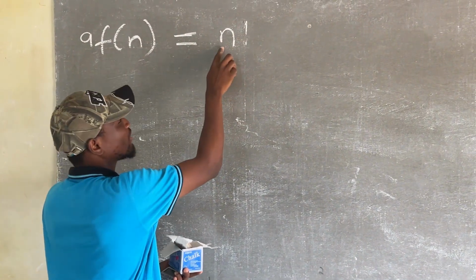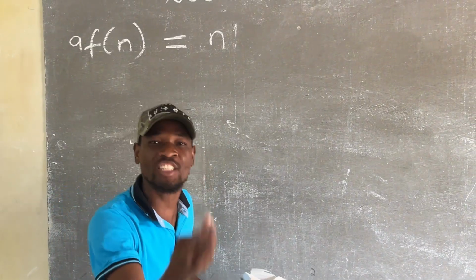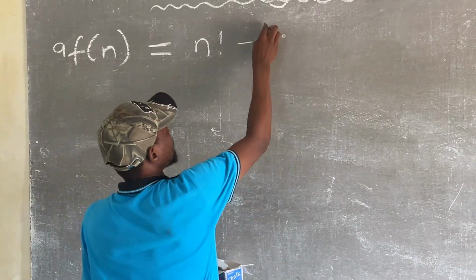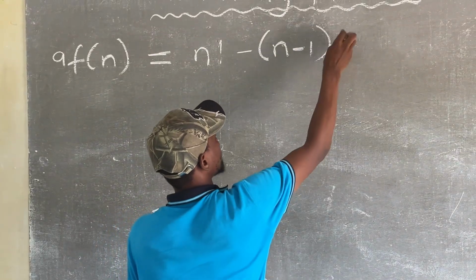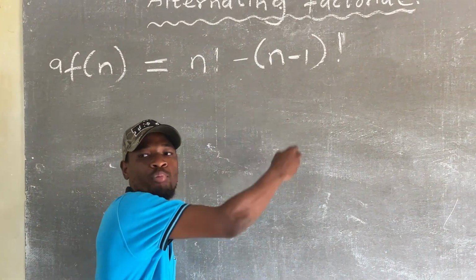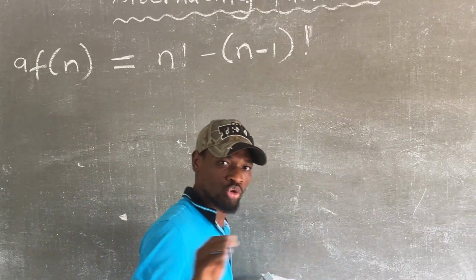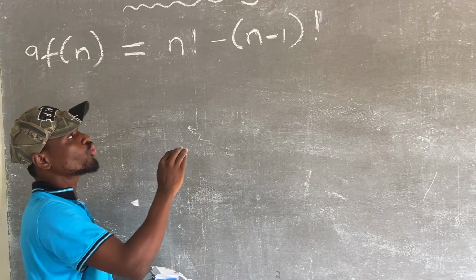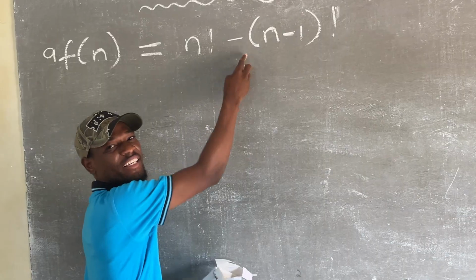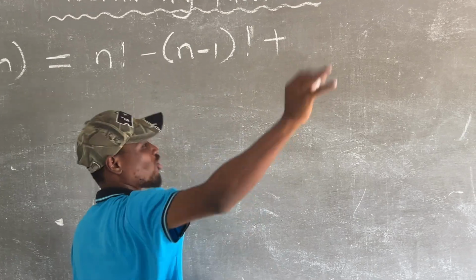So this is positive n factorial. My next term will be negative n minus 1 factorial. Remember, the numbers keep reducing until you get to 1, then you stop. Because we are doing alternating, this is positive, my next term attains a negative sign, and my next term also attains a positive sign. So they keep alternating.